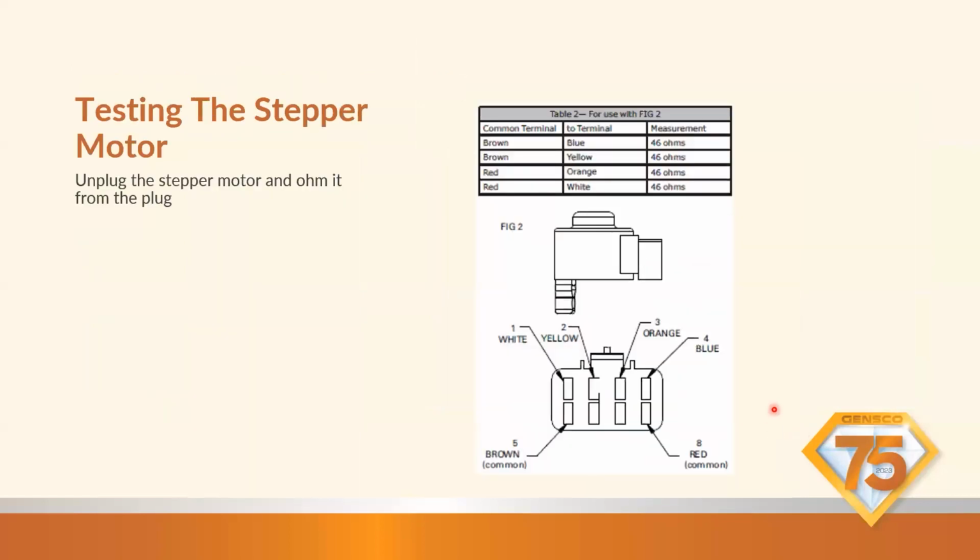Okay. On the expansion valve, on the EEV itself, there's that little stepper motor. This is the coil here. You unplug that. We do not test it while it's plugged in. You'll unplug it from the board, and you're going to ohm it, and it's got a little chart here. You have two commons, the brown and the red are common. The brown's going to go to blue and yellow, so yellow, blue. The red's going to go to orange and white. It's got two sets of commons, so you've got two circuits there. You're going to measure all four of those. They should all come out the same, right around 46 ohms.